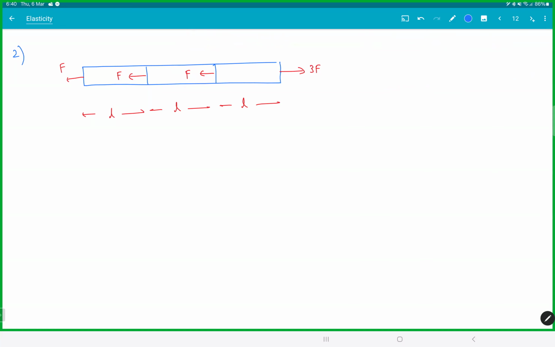Wherever you want to find tension, just imagine it is cut there. So if you want to find tension here, let's assume it is cut here. Then you get two pieces, left and right. Choose any one piece. I will take the right piece. So this is 3F. Let the tension be T3. Since acceleration is 0, T3 is equal to 3F. Then you want tension here, cut it here. You can take left or right. Again, when you say cut it, it's an imaginary thing.